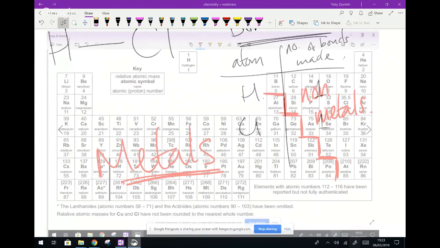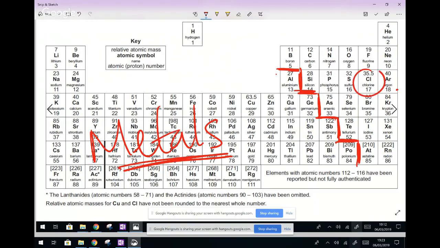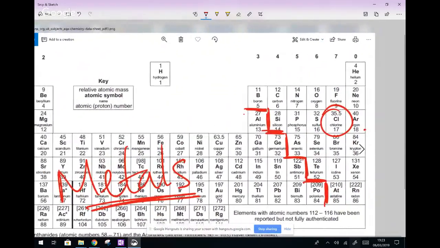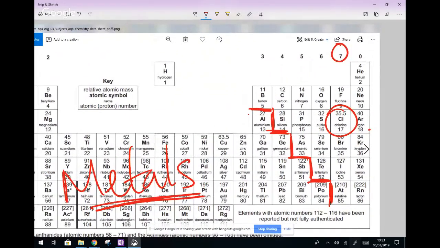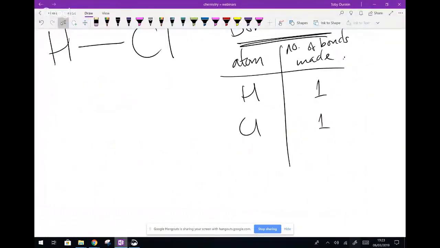Because where is chlorine? Chlorine's over here. And it's nice for us to realize that group 7. I love chemistry. Why do I teach chemistry? Because I don't have to remember it all. I do this because chemistry has patterns. Everyone in group 7 makes one bond. All of them. So bond rules. Bromine has one bond. Iodine has one bond. Fluorine has one bond. They all do.